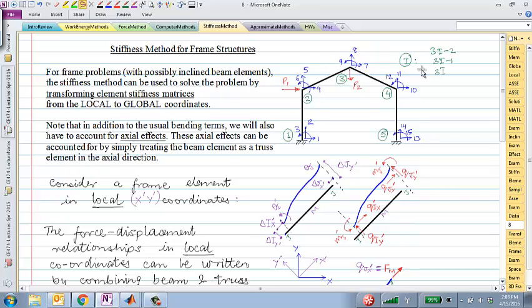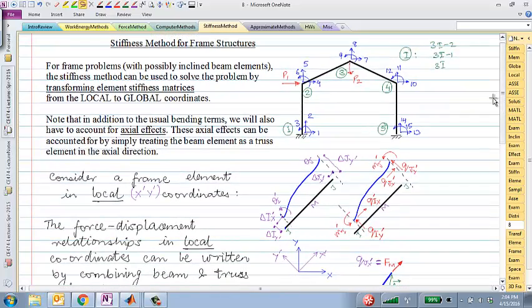Which changes the MATLAB code a little bit, but not too much in comparison to the beam and the truss problems. So given that we have these degrees of freedom, our original idea of the stiffness method still remains exactly the same. We take a structure, divide it up into its nodes and elements, we assign the degrees of freedom to it, and then what we want is the force displacement relationships of individual elements.